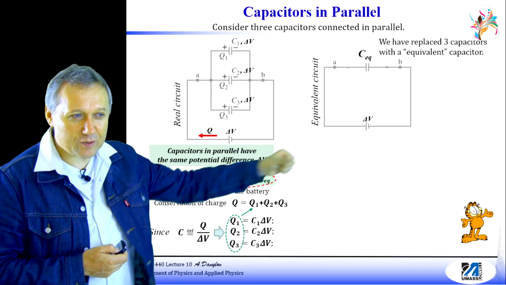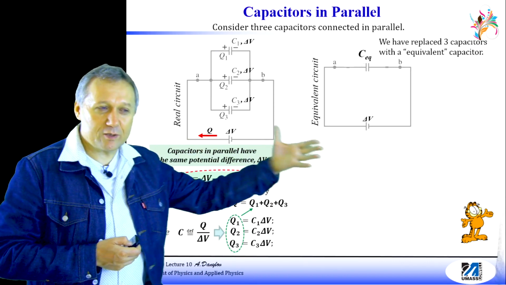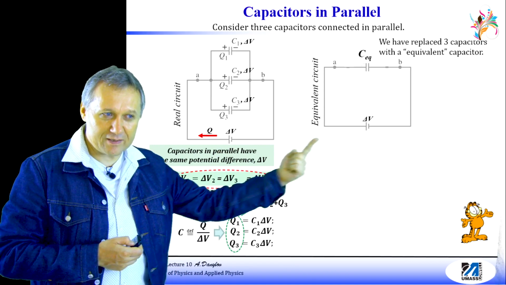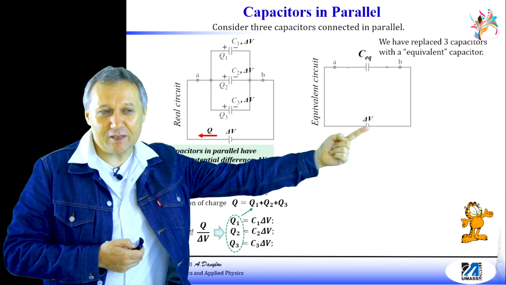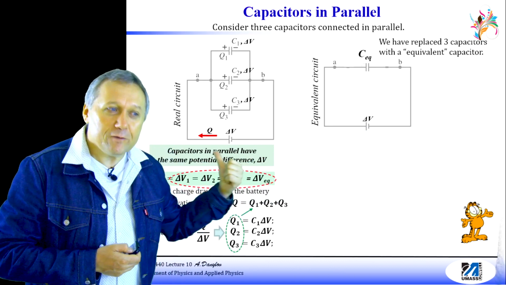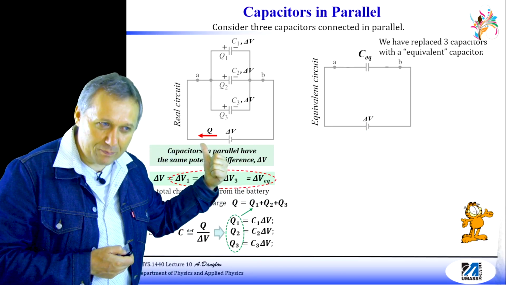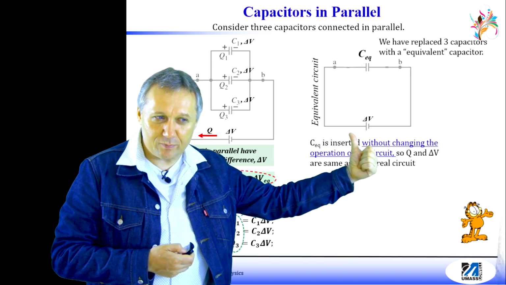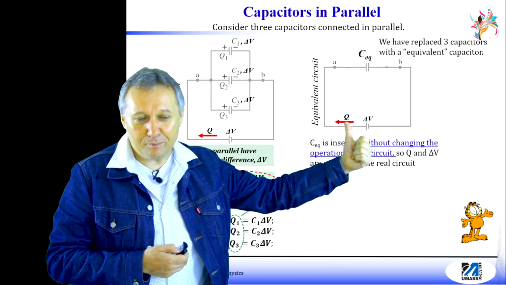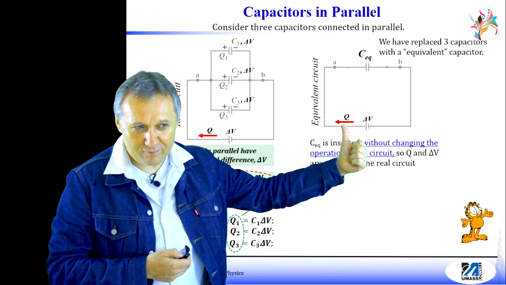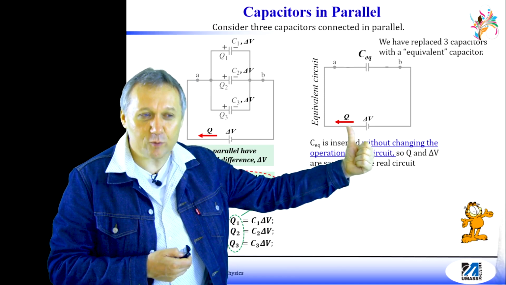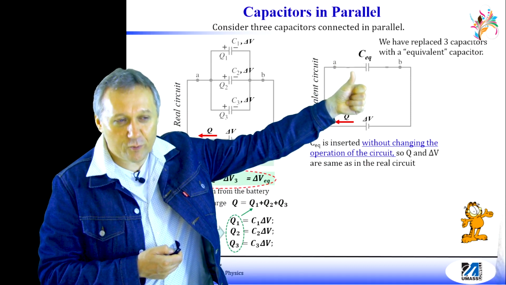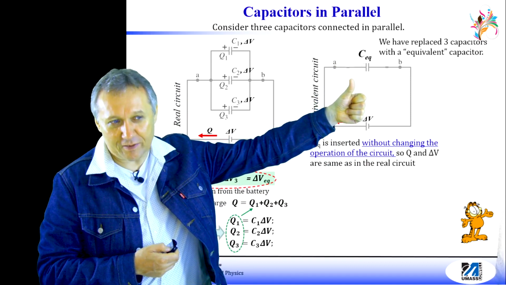And in the equivalent circuit, of course, you remember, the rest of the circuit must work in exactly the same way. So if delta V here, exactly the same delta V must be over here. If charge Q is taken from the battery in the real circuit, exactly the same amount of charge must be taken from the battery in the equivalent circuit. So now we know, and of course, where does this charge Q go? Of course, since there is only one equivalent capacitor, it all ends up in our equivalent capacitor.